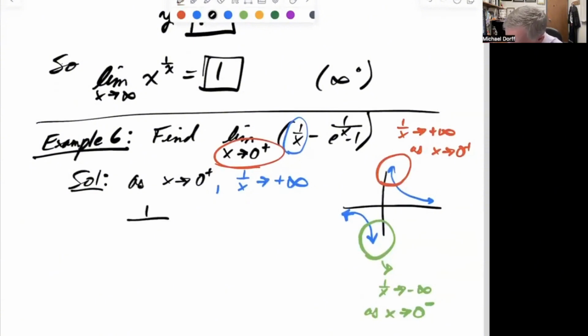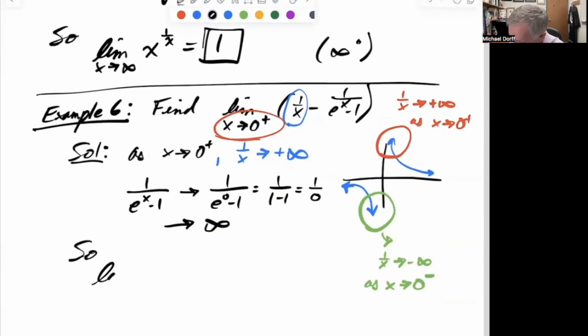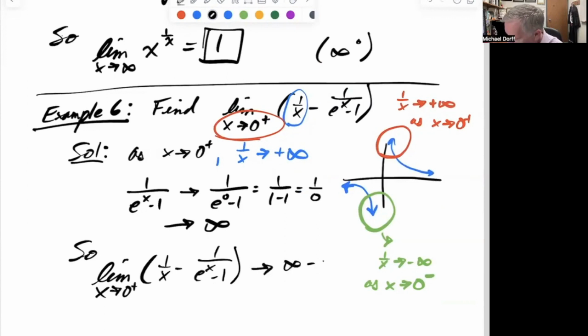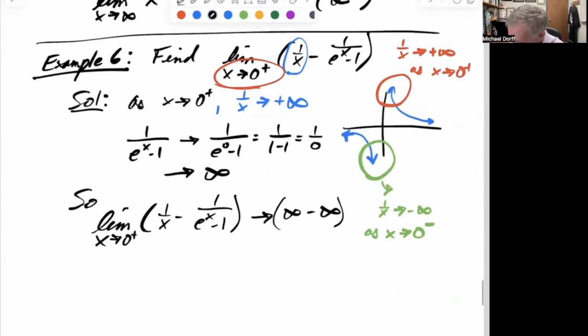And how about 1 over e to the x minus 1? Well, x is going to 0, so this is going to go to e to the 0 minus 1, which is 1 over 1 minus 1, which is 1 over 0, which means it's approaching infinity also. So the limit as x approaches 0 from the right of 1 over x minus 1 over e to the x minus 1 is approaching infinity minus infinity. And that's an indeterminate form.